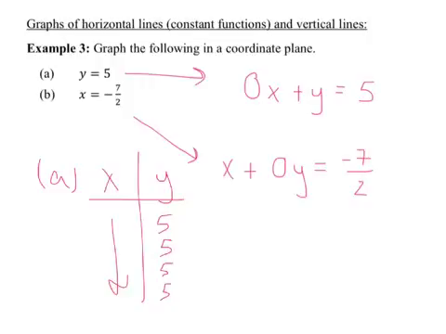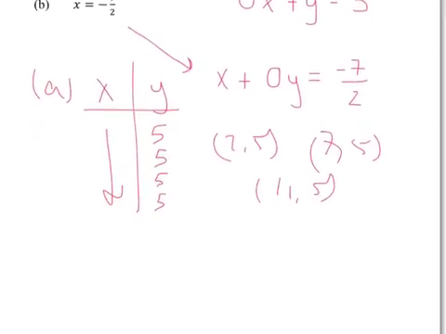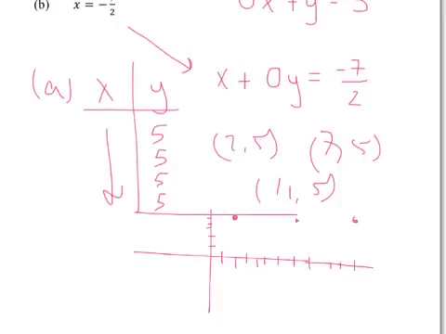So make a bunch of coordinates: 2, 5; 7, 5; 11, 5. Anything with a 5 in the y is going to end up being a horizontal line. You're going to graph 3 points. They're going to be at the same height. It's going to be 2, comma 5. 7, comma 5. 11, comma 5. What do you notice? The points are all at the same height. So it's a horizontal line.